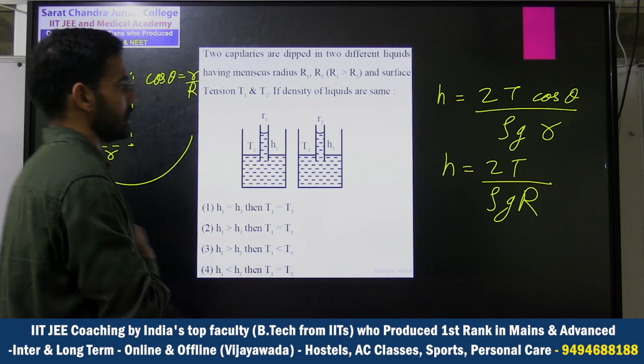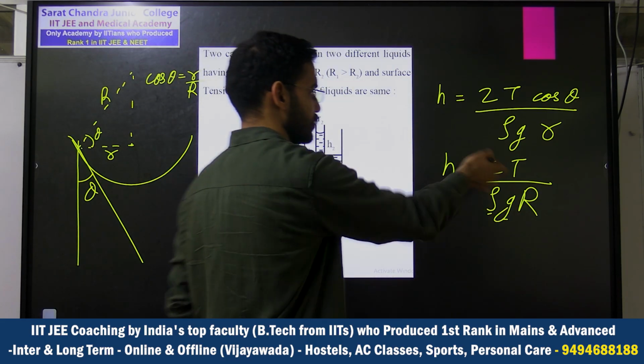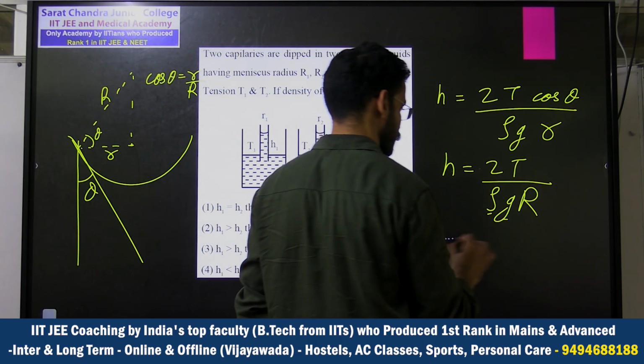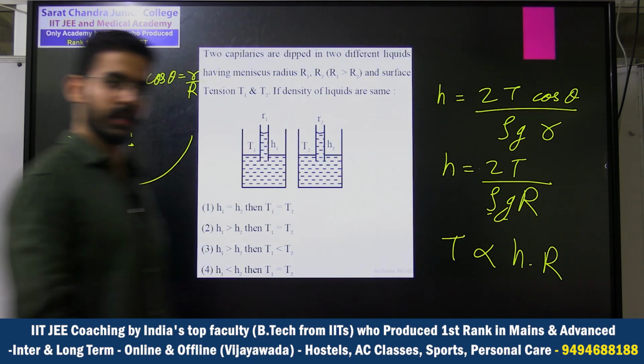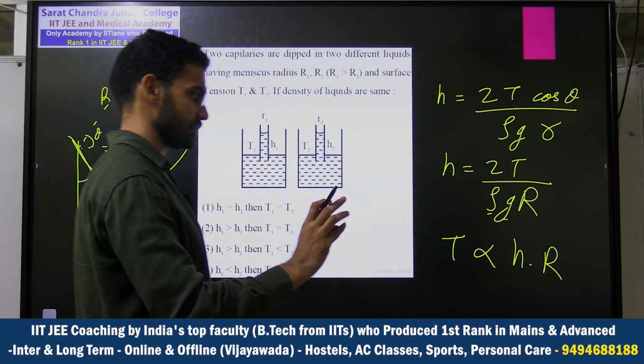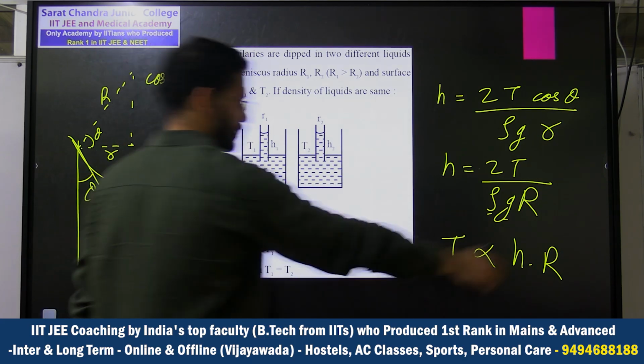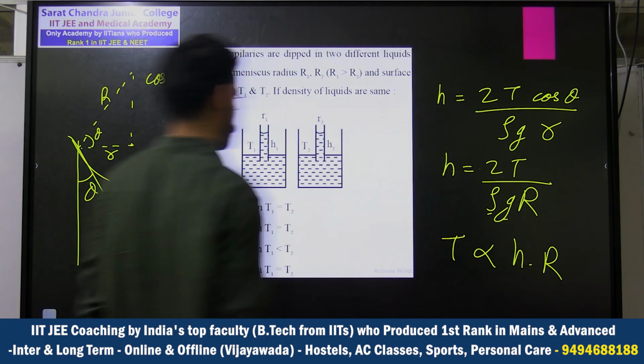Now he said density is the same, g obviously the same, 2 factor is the same. So here you can say surface tension is proportional to h into R. The discussion is between the surface tension, the height the liquid is raised, and the radius of the meniscus.